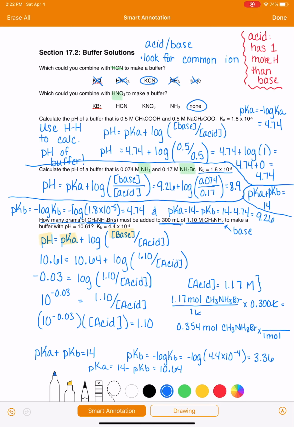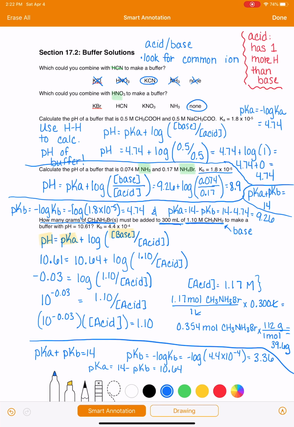And how many grams is that? 1 mole is, let's add up that molecular weight, 12 plus 3 plus 14 plus another 3 plus 80 for the bromine. That's a molecular weight of, I think, 112. And that gives us an answer of 39.6 grams. That is how many grams we need to add.